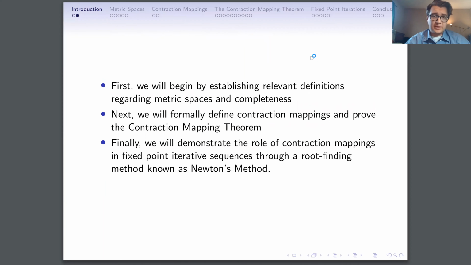So the first thing we'll do is we'll begin by establishing some definitions relevant to metric spaces and what we mean by completeness as it pertains to metric spaces. And then we'll move into formally defining contraction mappings and then proving the contraction mapping theorem through a series of steps. And finally, we'll talk a little bit about the role of contraction mappings in fixed point iterative sequences, in particular Newton's method. We won't talk as much about this, but if you want to read more about the results that I find, it'll be in my paper.